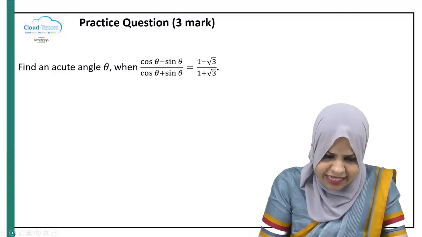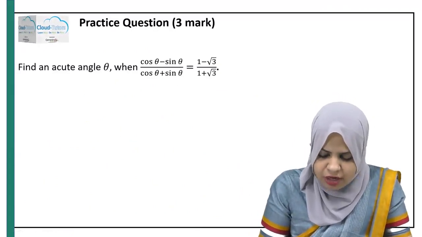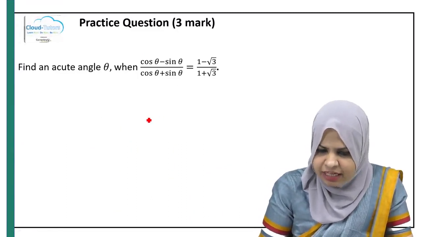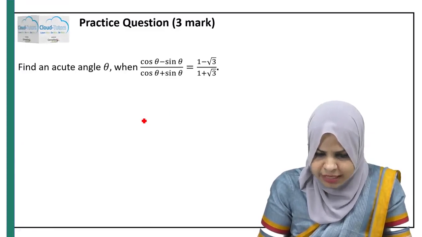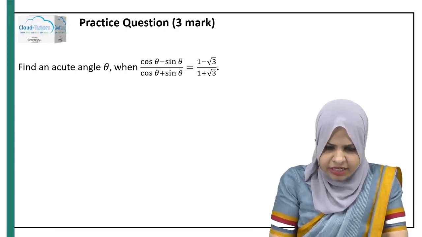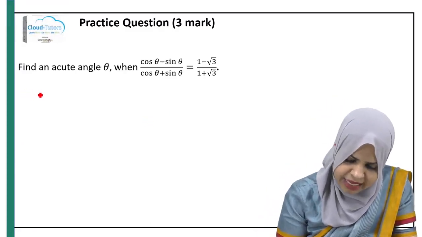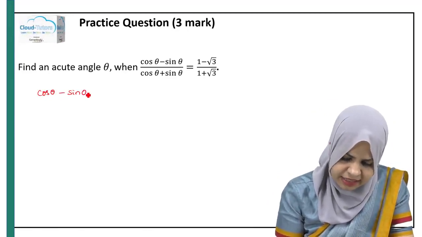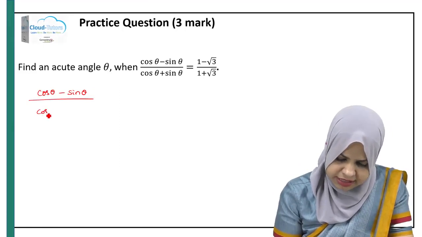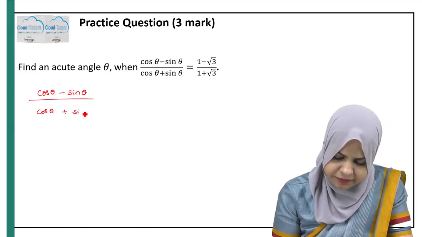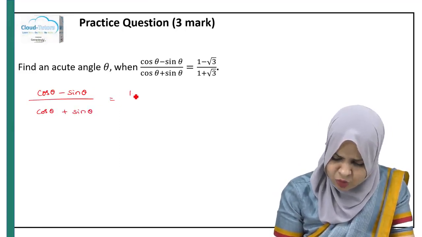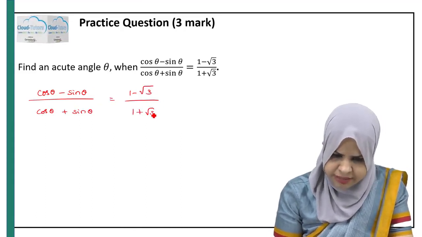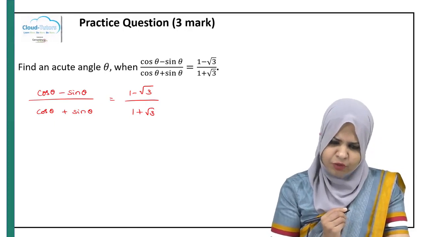Find an acute angle theta when cos theta minus sin theta by cos theta plus sin theta equal to 1 minus root 3 by 1 plus root 3. Now let's do it. What do we have here? Cos theta minus sin theta by cos theta plus sin theta is equal to 1 minus root 3 by 1 plus root 3. Now, what should I do now?